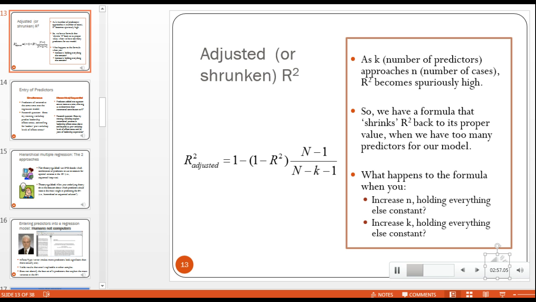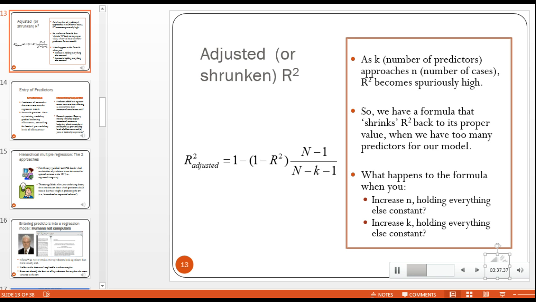What you'll see is that when we increase n, everything else constant in the formula, the observed R squared and the adjusted R squared will converge. That means our observed R squared is more trustworthy. We don't have to apply a big correction because as n increases, we don't have this issue of our k approaching n. However, as n decreases, the observed R squared and the adjusted R squared will diverge. So the observed R squared is less trustworthy in that case, and we would want to use the adjusted.